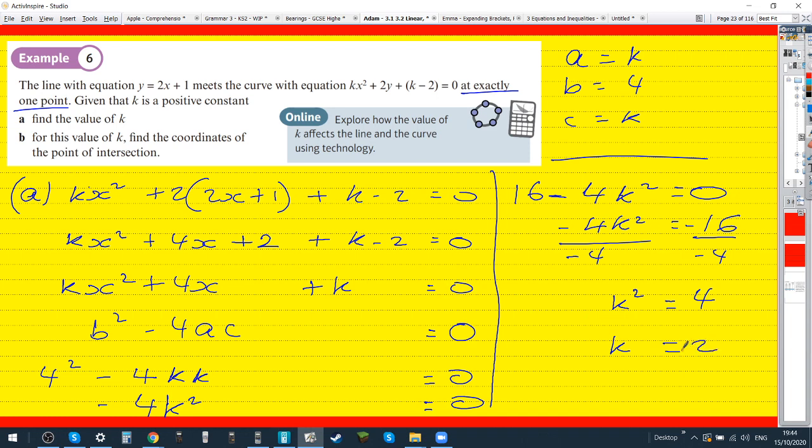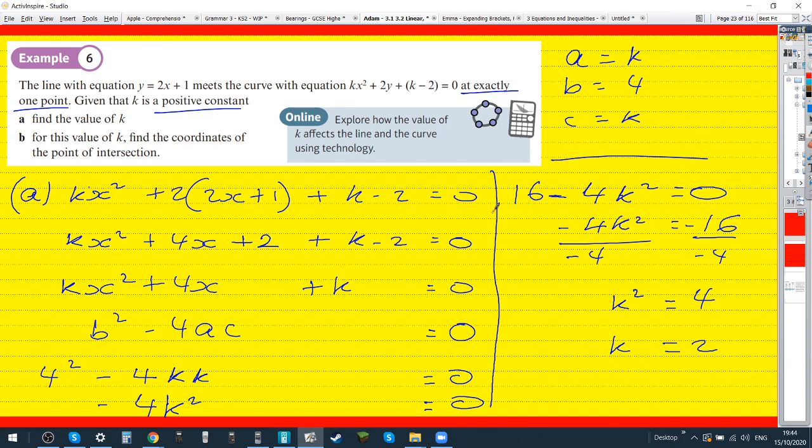And then do you substitute that into y equals 2x plus 1? Could you do that? You can't, because there's no k in it. So we know the value of k now, which is 2. That's question 8 done. So that's A.